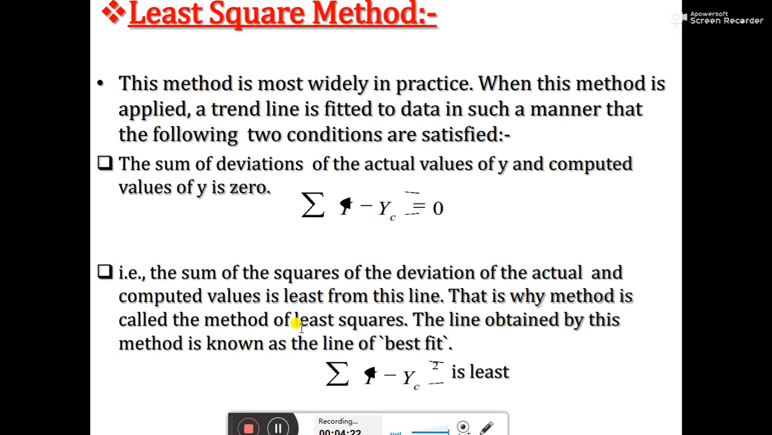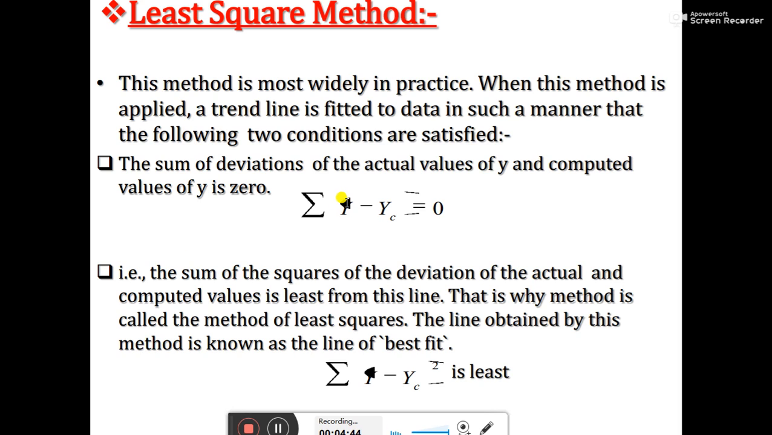This method is most widely in practice. When this method is applied, a trend line is shifted to data in such a manner that the following two conditions are satisfied. That is, the sum of deviations of the actual values of y and computed values of y is 0. There is a glitch in this PDF.